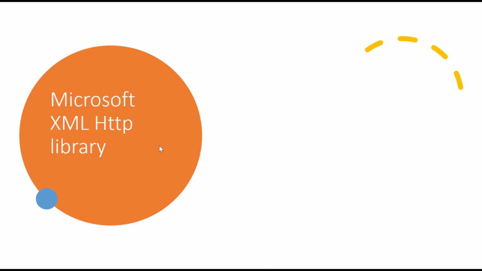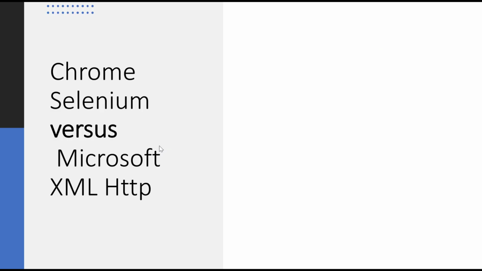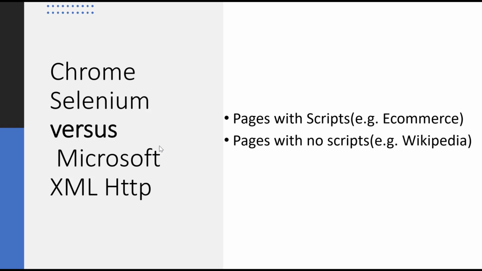The other option is the Microsoft HTTP library, which most people don't really know about, and this doesn't require any install or browser. The main difference between these two options has to do with scripts. Some web pages, for example e-commerce web pages, run scripts when the page loads. And if you're not using a browser, then you may not get the data you expect. In this case, Chrome Selenium is the better option. If your web pages are static, then the XML HTTP library has the advantage of not requiring any installation or any browser. The problem with both of these methods, though, is that if you want to scrape data from a table, it takes a lot of code.